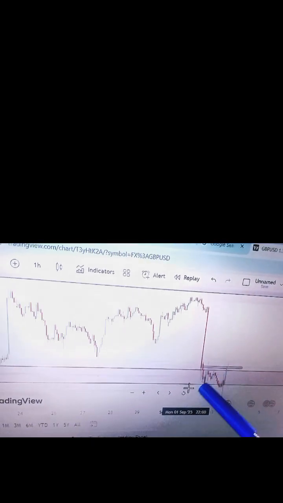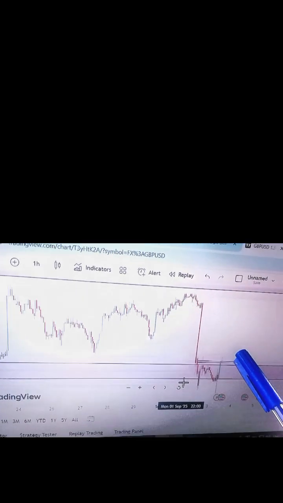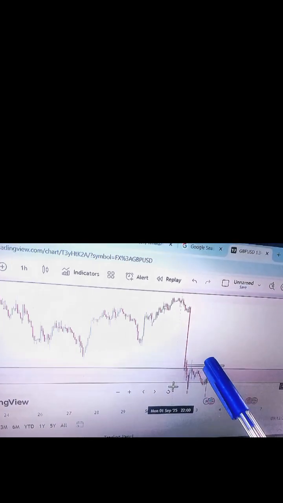Very, very simple. I don't complicate things. So I'm just waiting to see price drop down here. I take my buy, or either I'll wait for price to pull up, come back to retest. Very simple.